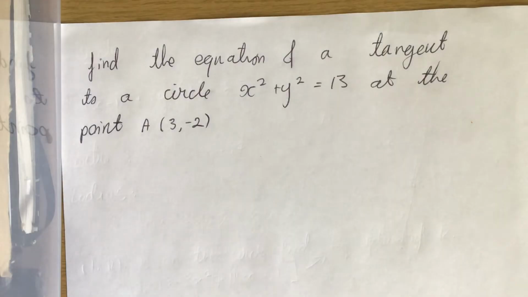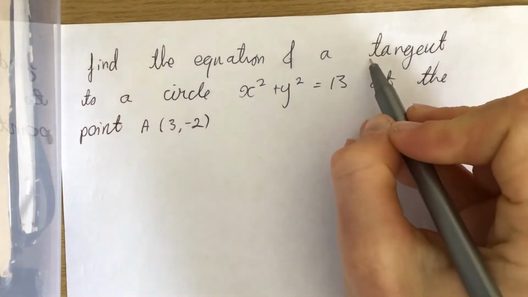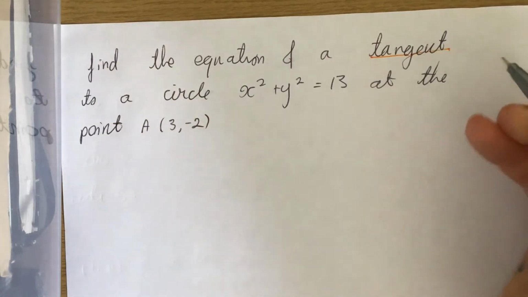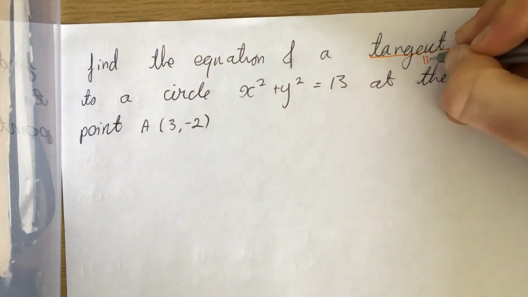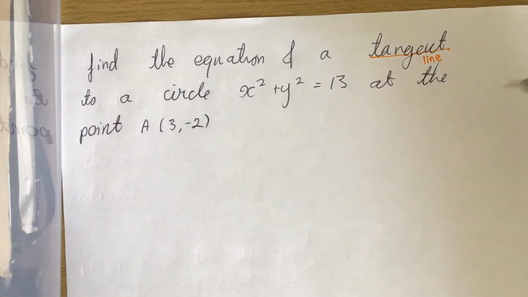Now this is our next question. With this question, I would say it's one of the more difficult questions that can come up on a circle. And again, similar to our differentiation videos that we have, we're seeing this word again come up, tangent. And whenever we see that, we know tangent is just a type of line.